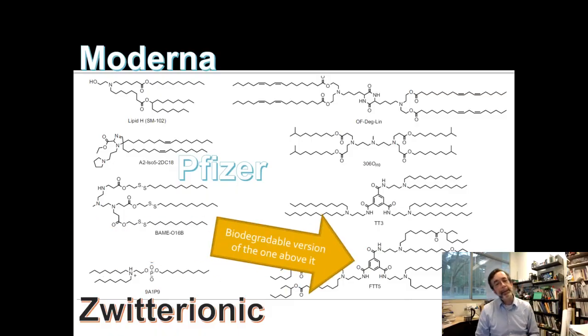So this FTT5, and if my head's blocking it, you can look that up in the paper, is a biodegradable version of the lipid above it. Why is it biodegradable? Look for a kind of bond that is fragile chemically. It should stand out to you pretty obviously. There is a bond in the lipid chain that can be broken in the biodegradable FTT5 that's different than the TT3 that's right above it.